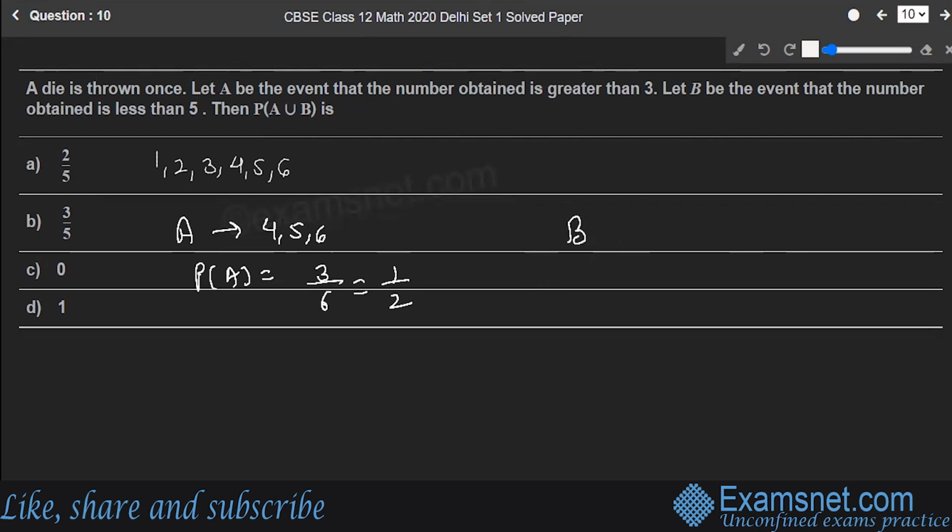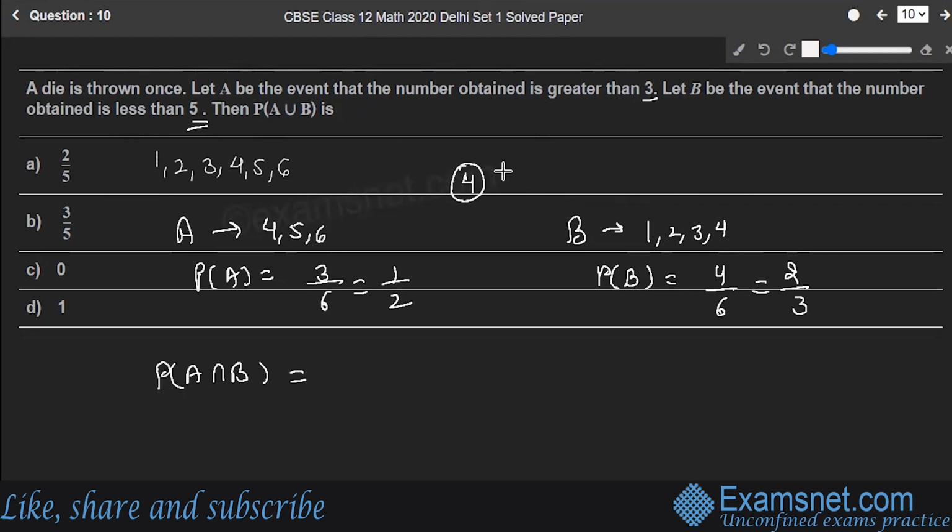Now, what does the B event represent? It is a number less than 5. So 1, 2, 3, 4 are numbers less than 5. So probability of event B to happen is equal to 4 upon 6. That is equal to 2 upon 3. Okay. Now, what is P A union B? For that, first of all, let's find out P A intersection B. That is the probability that the number is greater than 3 and less than 5. There is only one such number, and that is 4. So this is equal to 1 upon 6.